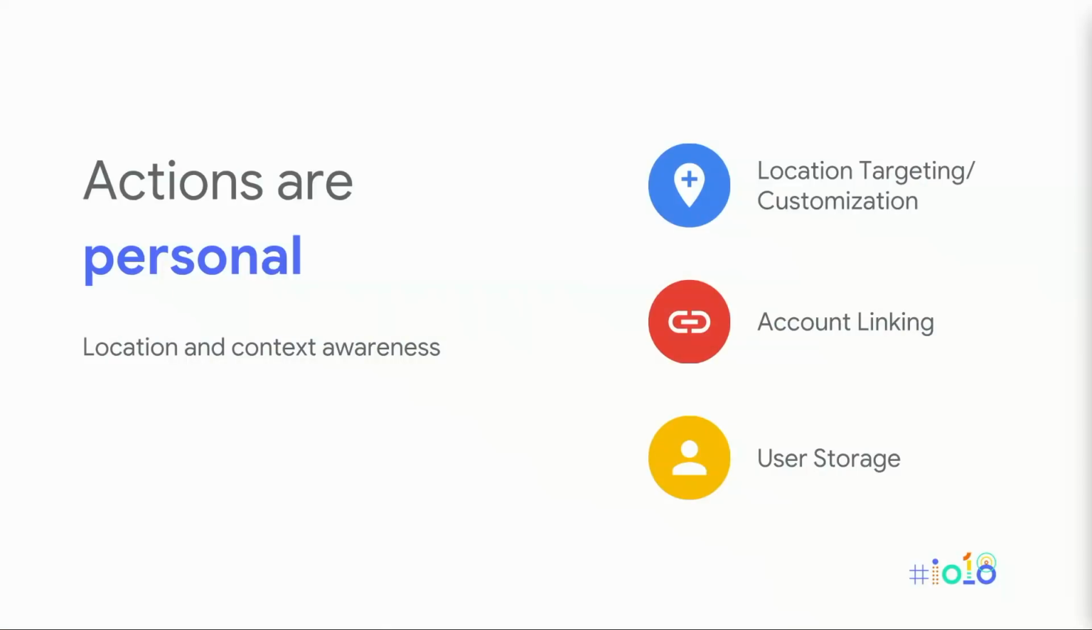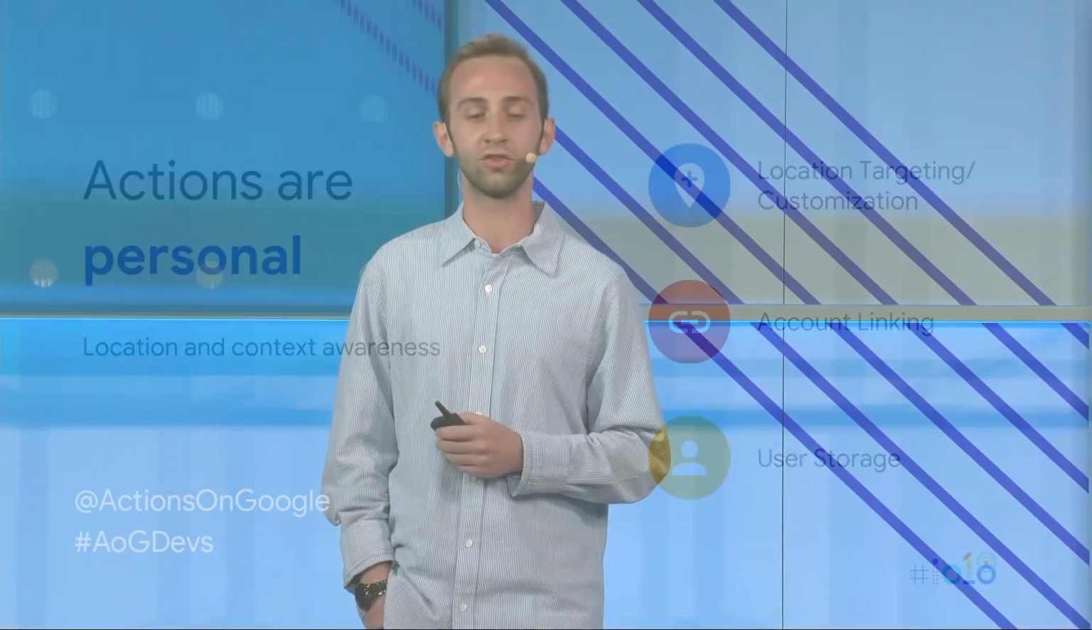Actions are personal. Custom conversational actions allow you to use Google Assistant's location and context awareness alongside account linking and user storage to tailor your experiences for individual users of your actions. If you're a content provider, the Google Assistant presents a special opportunity for you to interact with your users. The signed-in nature of Assistant will allow you to provide personalized podcast, recipe, and news story recommendations. You can also use the Assistant to augment the content consumption experience.